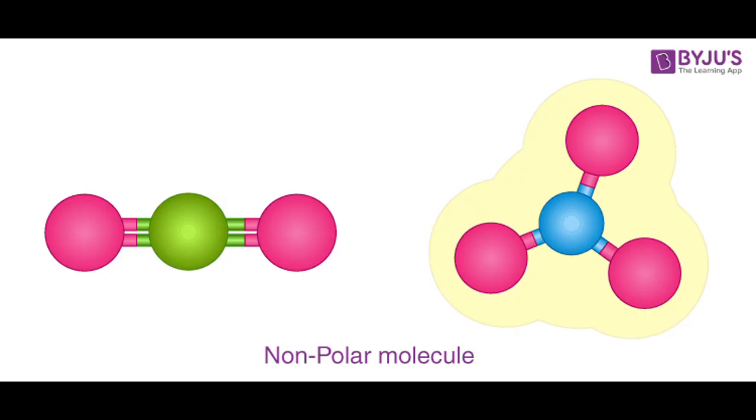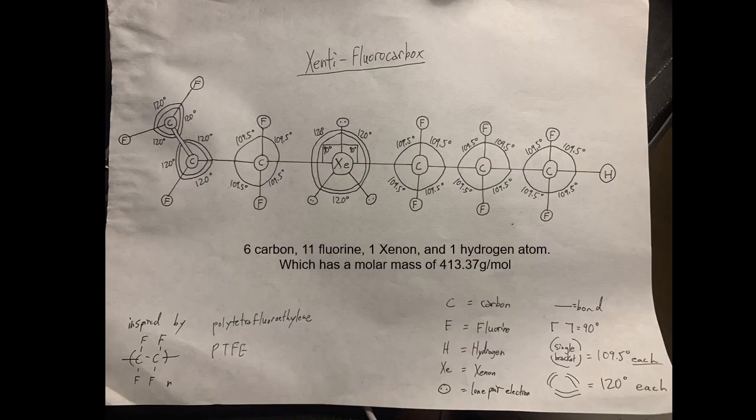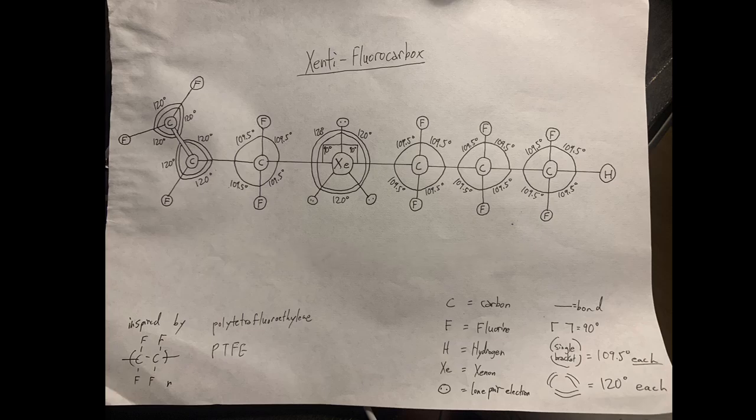My molecule is composed of 6 carbons, 11 fluorine, 1 xeno, 1 hydrogen atom, which has a molar mass of 413.37 grams per mole. Alright, so let's look at the shape of the molecule first. So I'm going to describe the 2D molecule first with all the different types of bond angles.